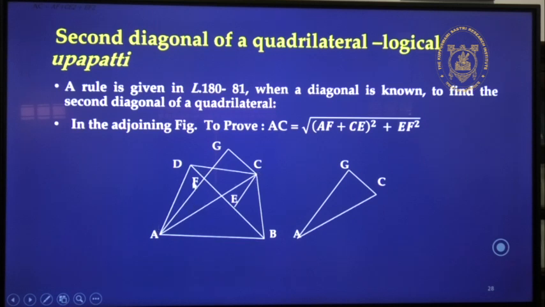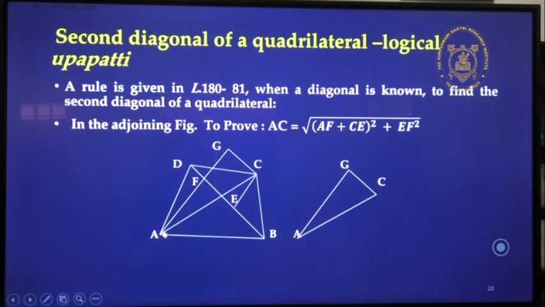Now extend AF to G such that FG equals EC. Because these are perpendiculars and FG equals CE, FGCE is a rectangle. If FGCE is a rectangle, then FG equals EC and also GC equals FE. This is the result given; this is how to arrive at it.